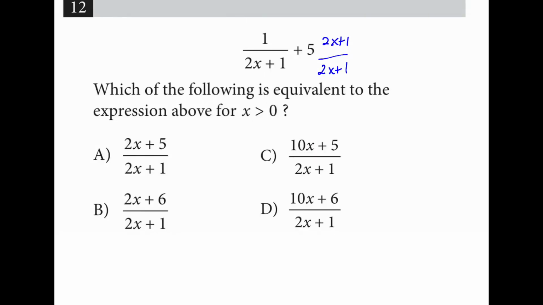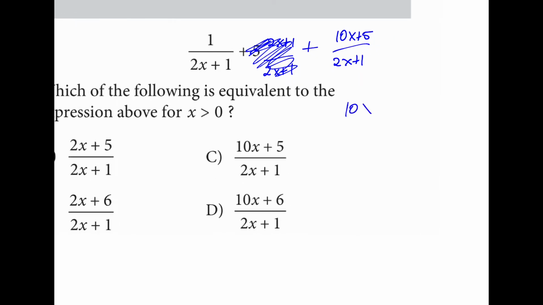So if I multiply 5 by another version of 1, 2x plus 1 over 2x plus 1, this is going to give me 10x plus 5 over 2x plus 1. So that's gone now, and these have the same denominator, so I can add them together. So I have 10x plus 6 all over 2x plus 1, which is d.